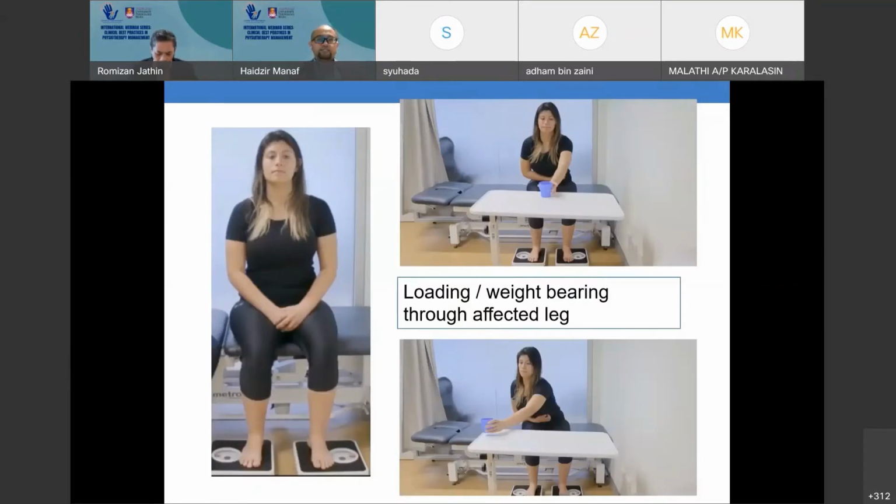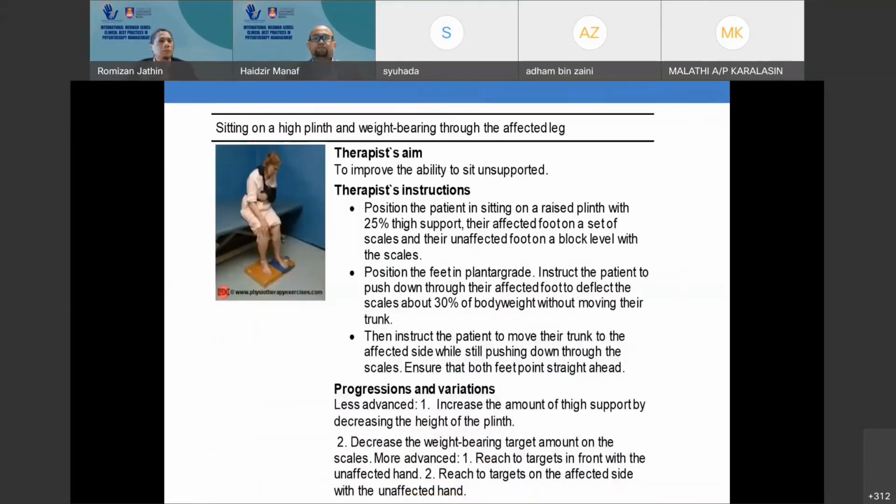As a therapist, we can monitor the weight bearing of the affected side using a weight scale. All right, so this is one of the examples that we can train the patient in the early beginning: sitting on the high plane, and weight bearing through the affected leg.